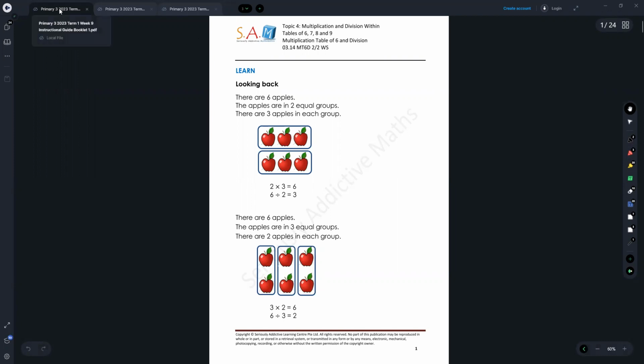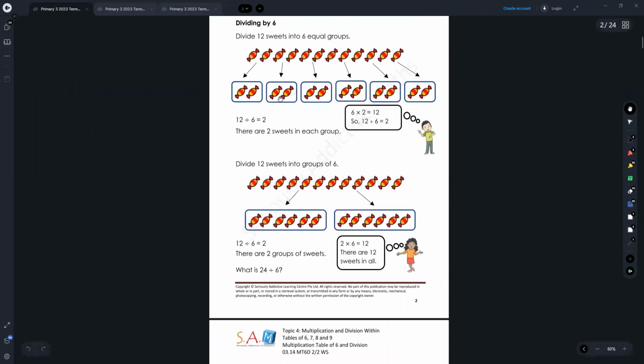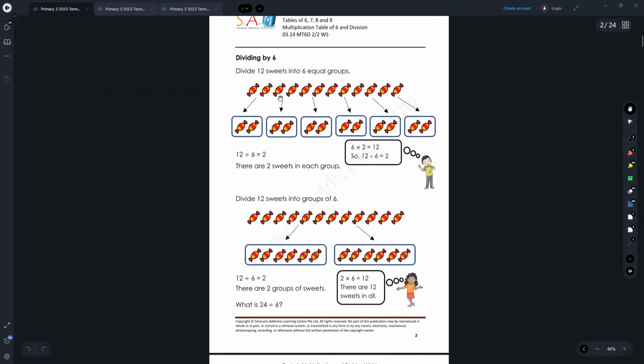If they don't, encourage them to practice at home, because this will serve as a trigger for the topic on division by 6. So what we do at the start is to get them to understand. Just move on to page 2 and get them to understand what division is about.